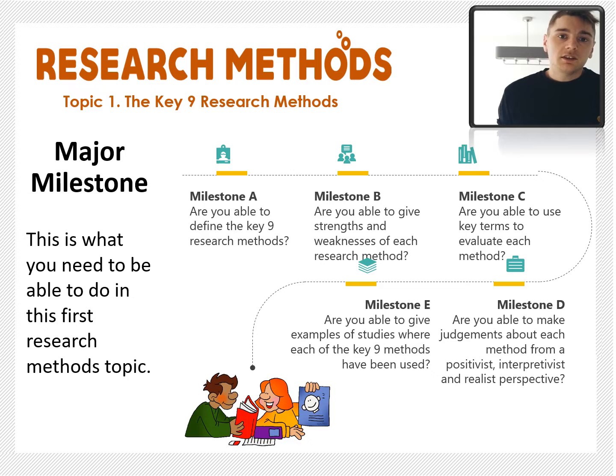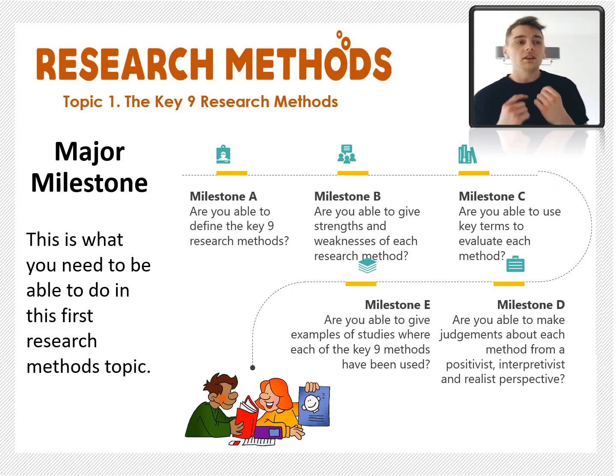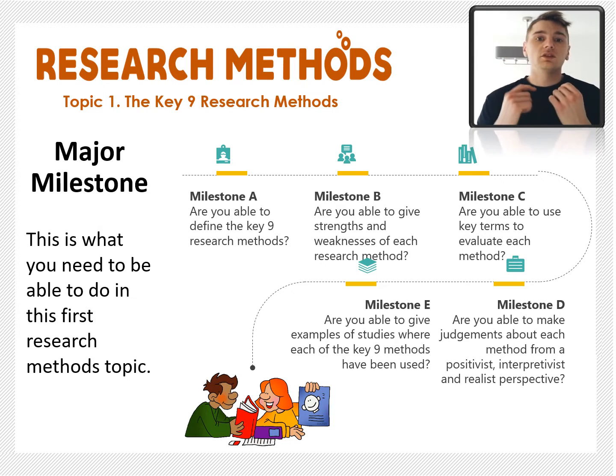Once you've done that, then you can see below that you've achieved milestones A, B, and C. You can define, you can give strengths and weaknesses, and you can use those golden key terms to talk about the research methods covered so far.